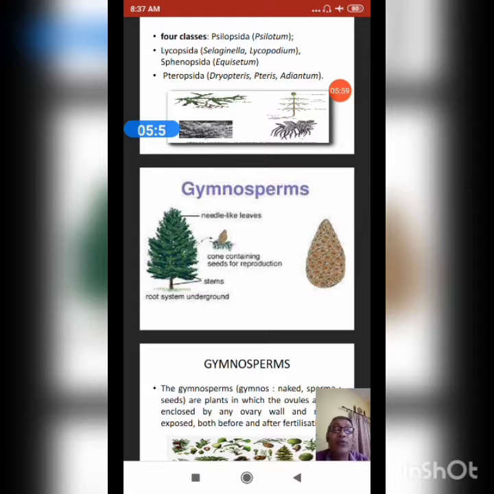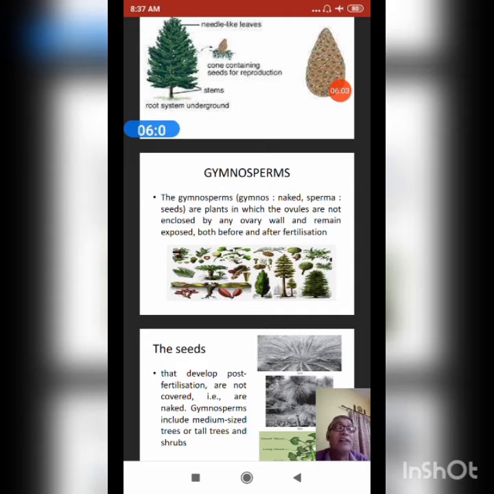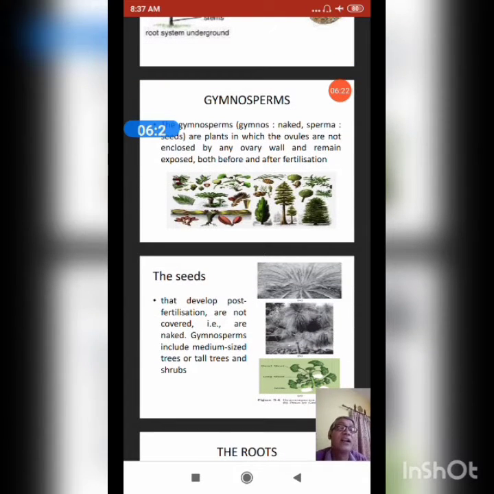And you see now the root system is well developed. But why has the name Gymnosperm been given? Do you know? Gymnosperm means gymnos, naked, and sperma, seed. These are the plants in which the ovules are not enclosed by any ovary wall, and they remain exposed both before and after fertilization. So the seeds that develop post-fertilization are not covered, that is, they are naked.